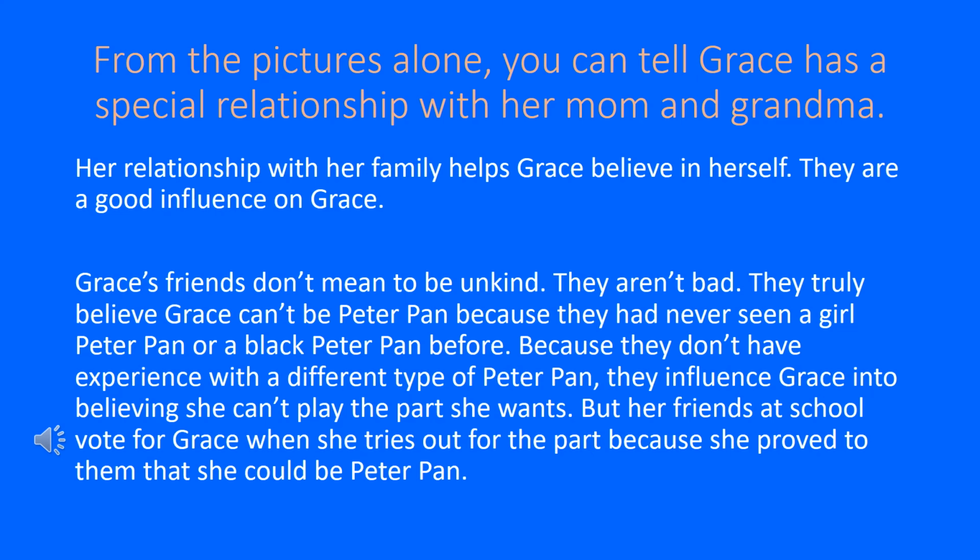Grace's friends don't mean to be unkind when they tell her she can't be Peter Pan because she's black or because she's a girl. They're not bad. They truly believe that Grace can't be Peter Pan because they've never seen a girl that's Peter Pan or a black Peter Pan before. Just because they don't have experience with a different type of Peter Pan leads them to influence Grace into believing she can't play the part she wants. That doesn't make her friends bad.